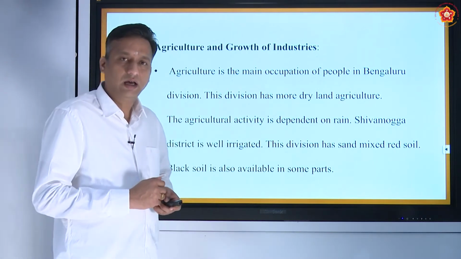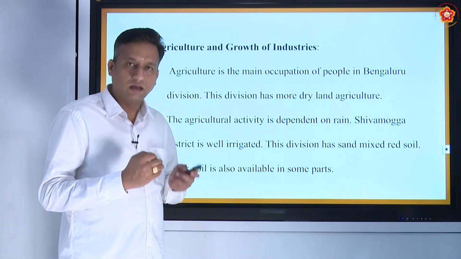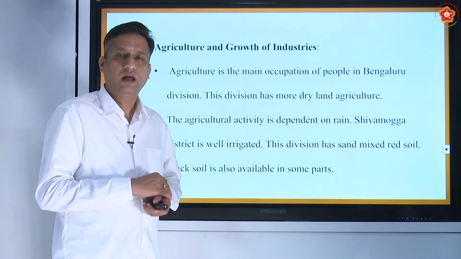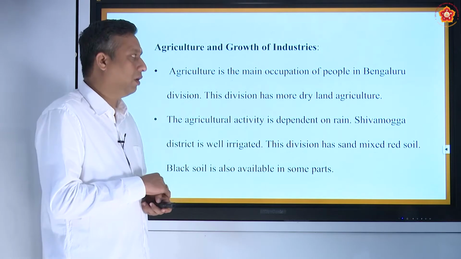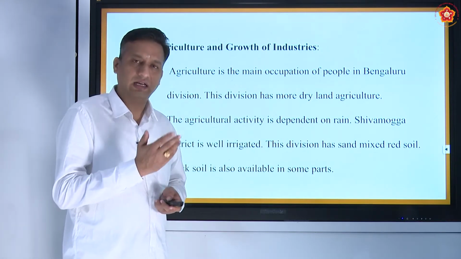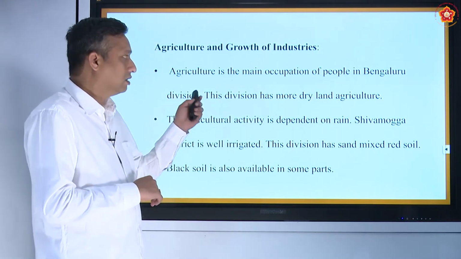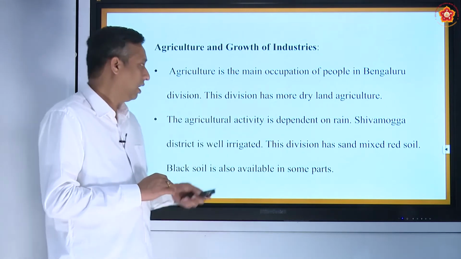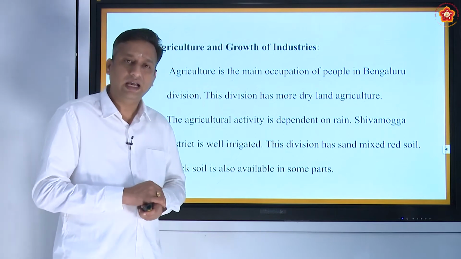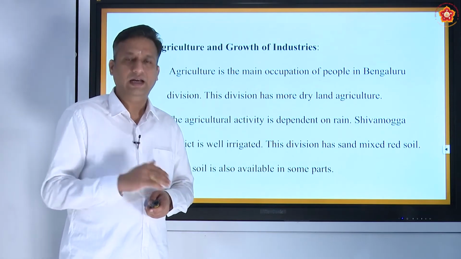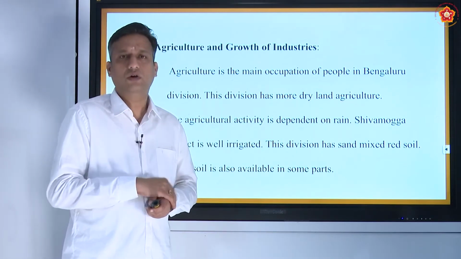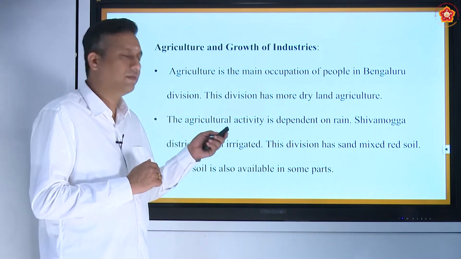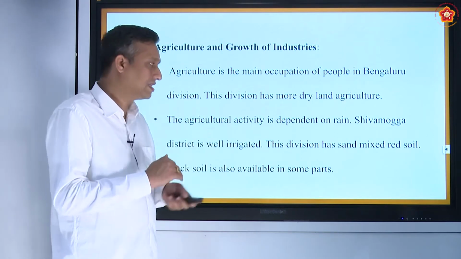As you know, nearly 70% of our population lives in villages in India. More than half of the population depends on agriculture, directly or indirectly. In this Bengaluru division, agriculture is the main occupation of the people. This division has more dry land agriculture. In Shimoga district we have wetlands, where there is heavy rainfall. Here there is a little less rainfall.